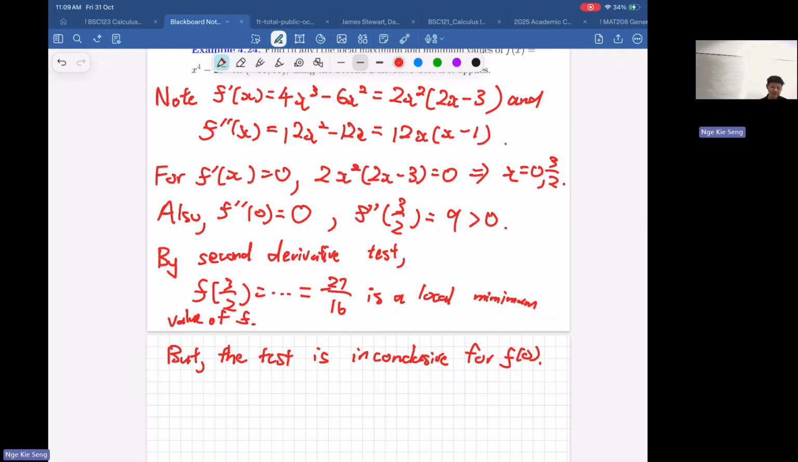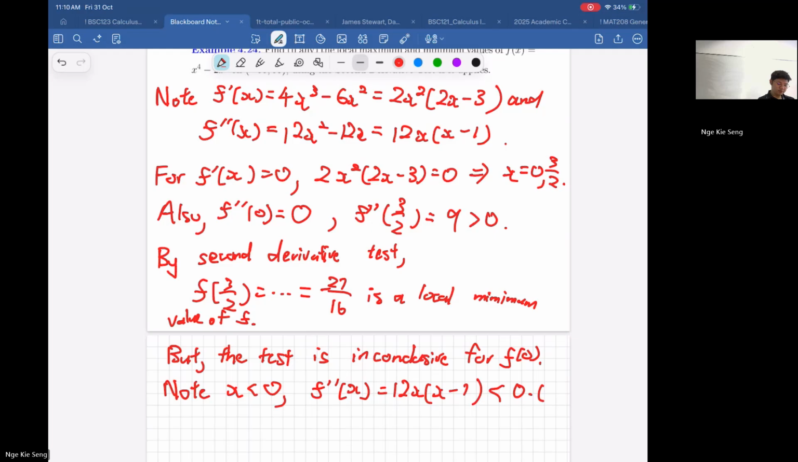But can you see, when x is less than 0, what's your f double prime of x? What's your second derivative? Your f double prime of x is 12x times (x minus 1), right? That is 12x times something negative, so it is less than 0.